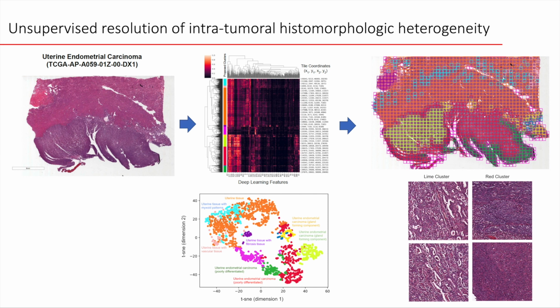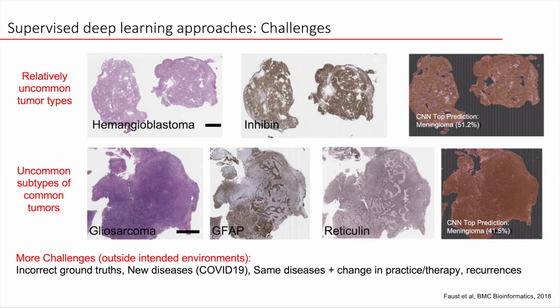So you see in the lime cluster, we see these representative tiles showing a gland-forming component, whereas in the red cluster, we see that the tiles largely form this kind of sheeting, poorly differentiated component. And so we now have a very nice system to measure intrapatient heterogeneity in an automated way.